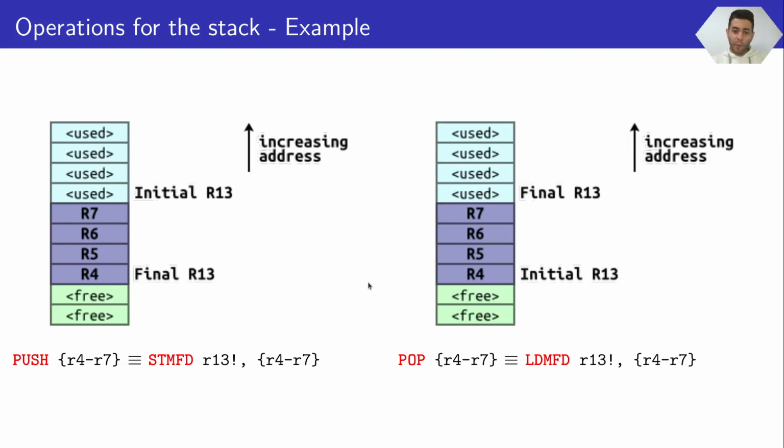Then here we have the pop. The stack grows in descending addresses in memory. The initial R13 is here. We are popping values, so we start from R4 and then R5, 6, and 7. At the end of this pop instruction, we end up with the stack pointer here and with all such values in the corresponding R4, 5, 6, 7 registers.